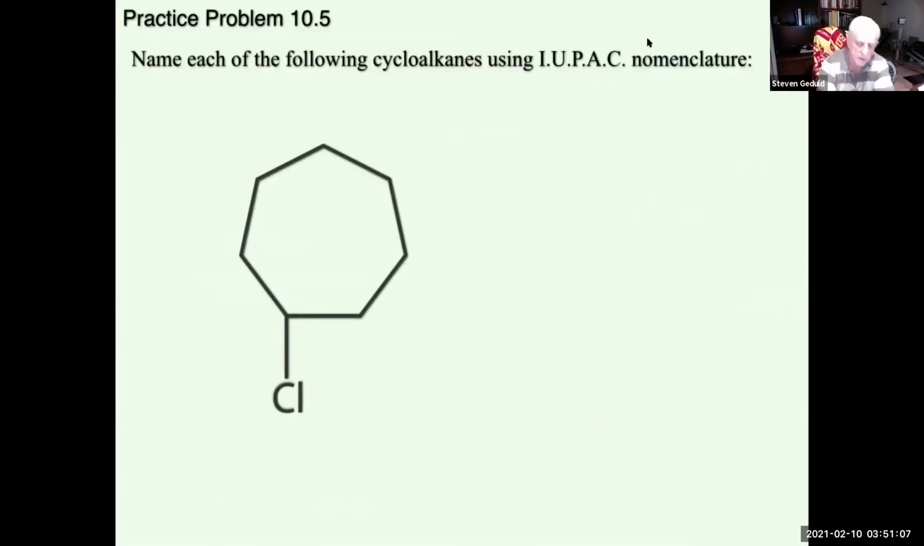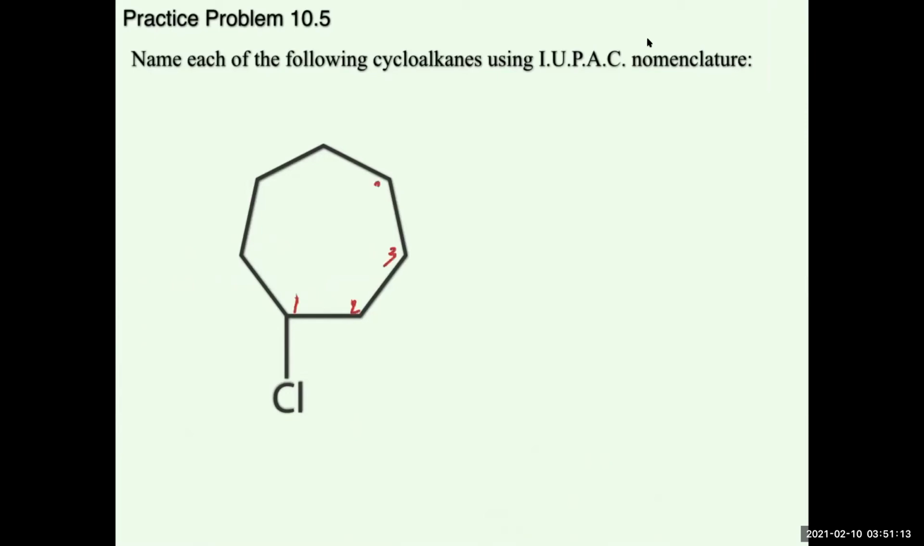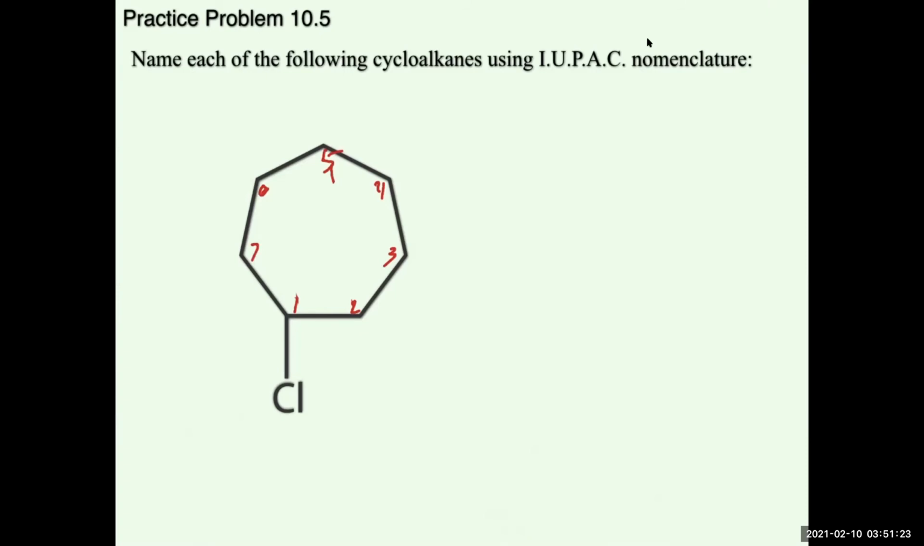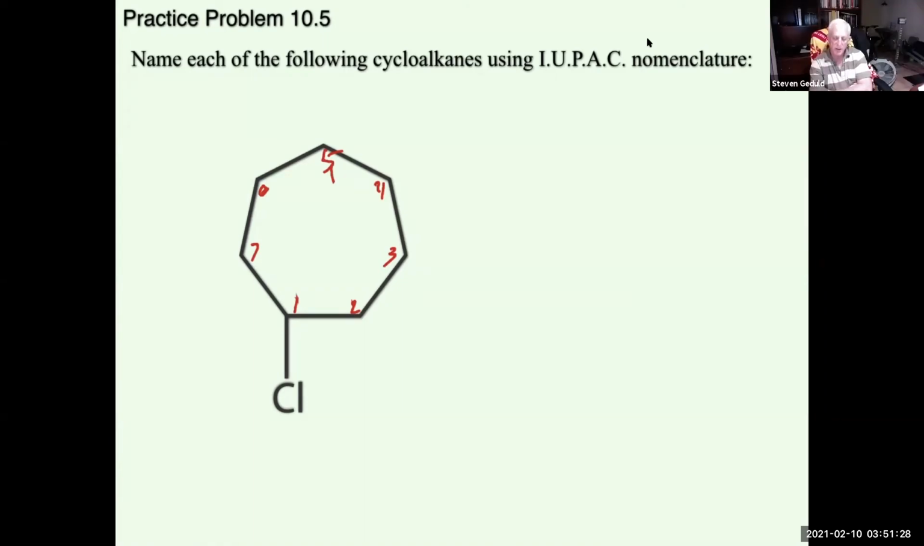All right. How many carbons on this one? You count all the angles. 1, 2, 3, 4, 5, 6. Perfect. 7. So what's the name of this structure? Chlorocycloheptane. Perfect. Chlorocycloheptane means there's a chlorine attached. It's in a cyclical structure of 7 carbons with all single bonds.